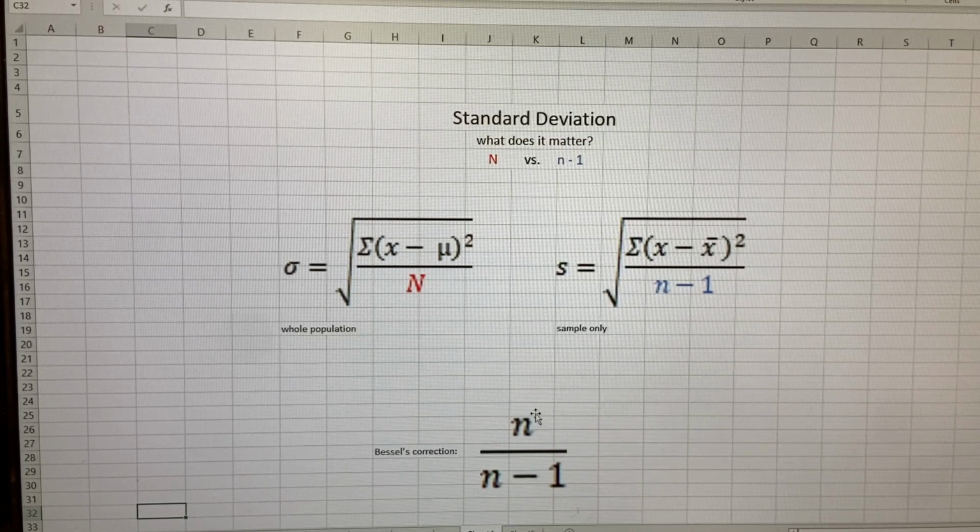So Bessel's correction is not just the n-1, it can be written in a fraction format. So if this number is 30, then you divide by 30 over 29, or 1000 over 999. You get the idea. So this is the factor that's built into this formula.